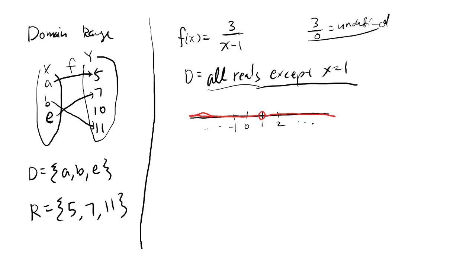If you have this 1 empty, that means the real number line breaks into two intervals. One interval is from negative infinity to 1. Another interval is from 1 through infinity. And when you have more than one interval, you put the union symbol, and that's your domain. Okay, so that is the domain of the function 3 over x minus 1.